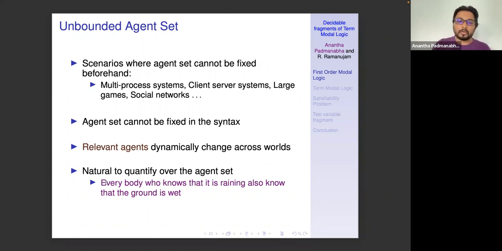So here is an example. Here we can say something like: everybody who knows that it is raining also knows that the ground is wet, right? We don't know how many agents are there or who the agents are, but we can still say such a property. So this is quantifying over the agent set, and this is very natural to have if we cannot fix the agent set beforehand.